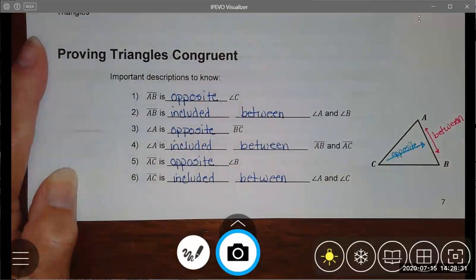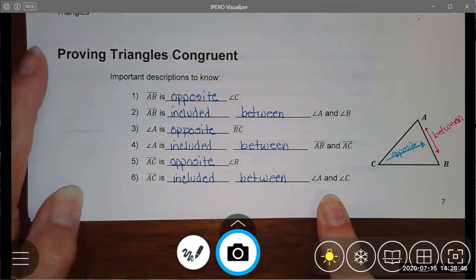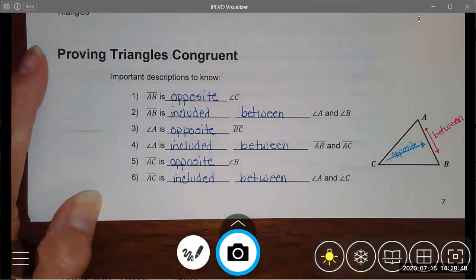Today, we are going to work on proving triangles congruent. My hope is that by the end of the lesson, you'll be able to tell if two objects are congruent, and you'll have some tools for deciding whether they are or not. So we're going to introduce some new theorems and all sorts of good stuff.